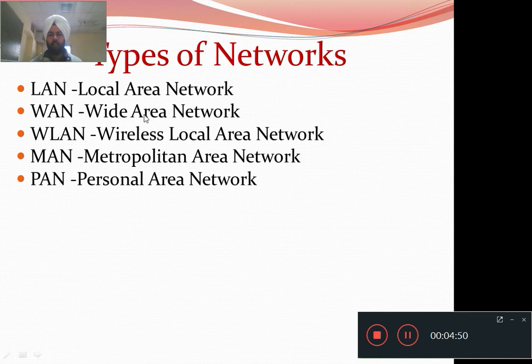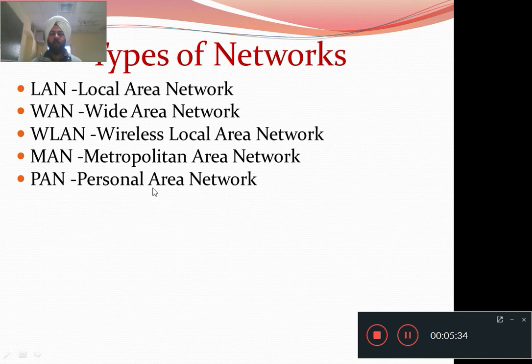We can connect wirelessly or wired, or by using other types of cabling or servers. Wireless LAN is a wireless local area network. Another is MAN, metropolitan area network, in which we can connect an entire city, for example, like city cable which runs over the city. That is the example of MAN.